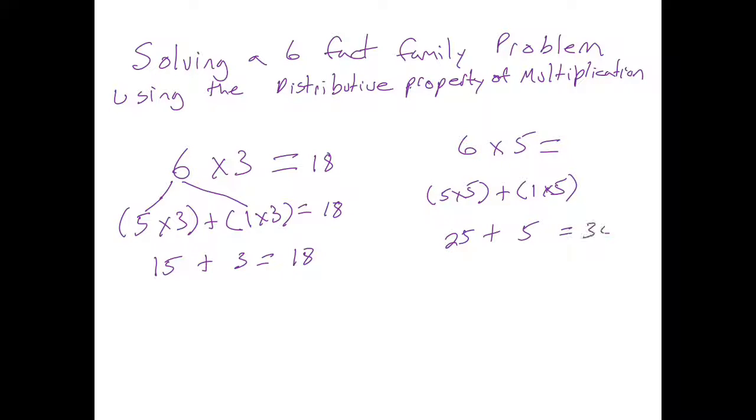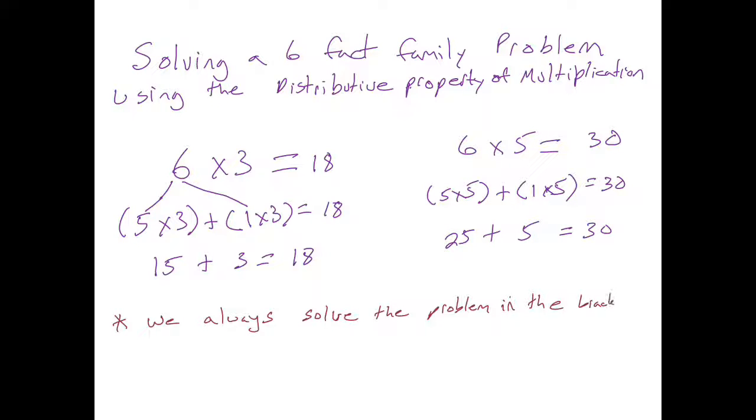And we've got 6 times 5. We've broken up the 6 into 5 times 5 and 1 times 5. Then we add 25 plus 5, which gives us 30. So 6 times 5 is 30. Now, as a note, and we'll talk about this more in class, we always want to solve the problem in the brackets or parentheses before adding. Great job, everybody.